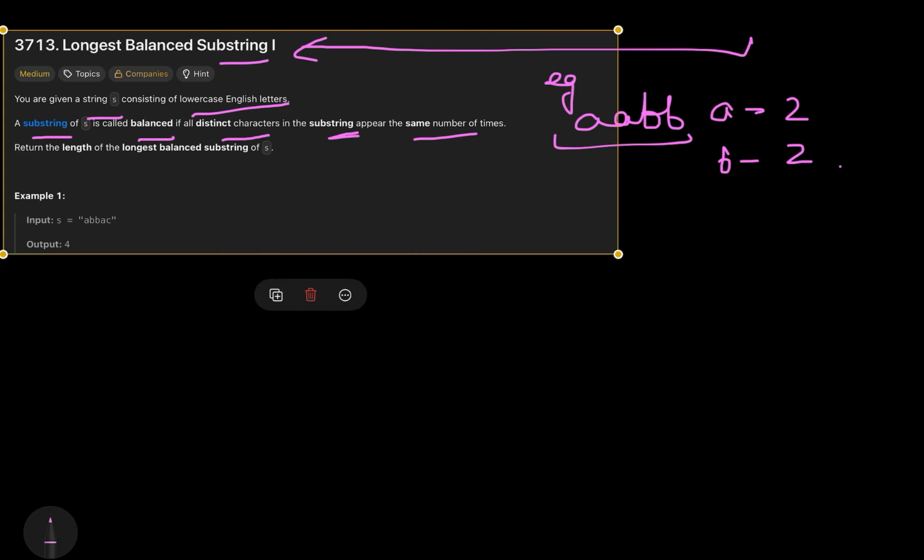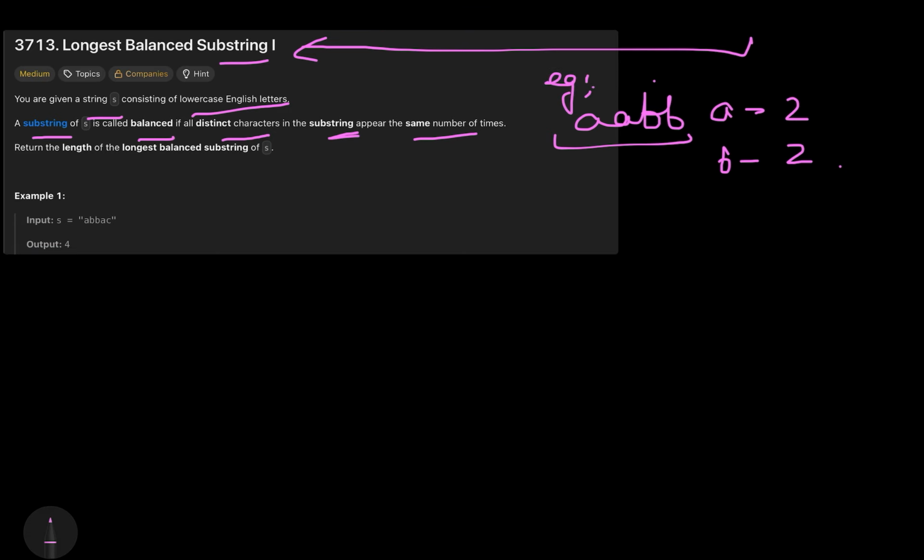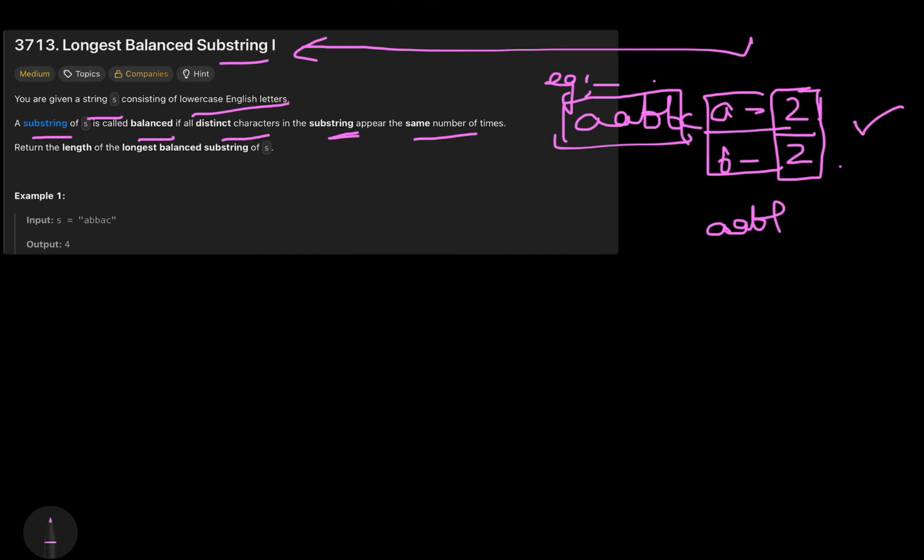For example, here we have two distinct characters, that is a and b, and the frequency of these two is 2, which is the same. So this is a balanced substring. We could have c here. In the whole string, a b b c was our balanced substring, and we would return the length of the longest balanced substring, which would have been 4.